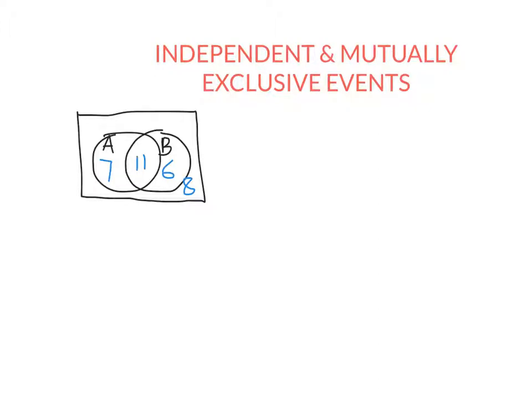So we learned last time that probability of A union B means probability of A or B, and it includes these three numbers inside the Venn diagram. So it would just be 7 plus 11 plus 6, which is 24 out of 32 in total, right?